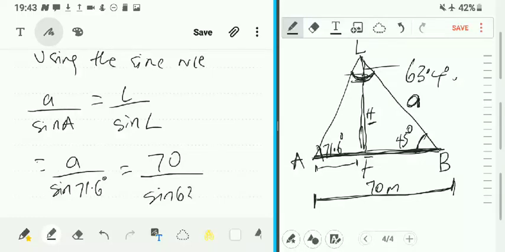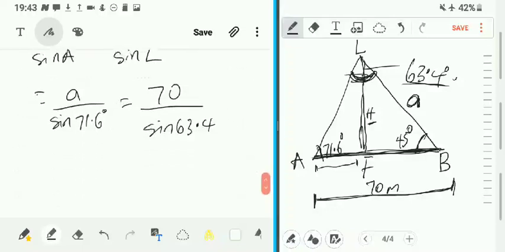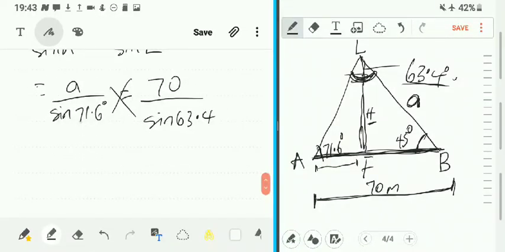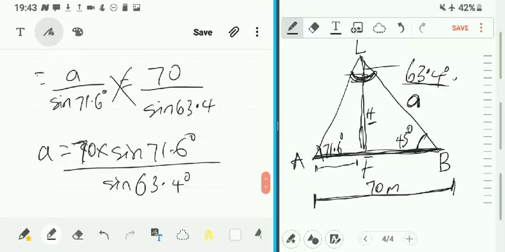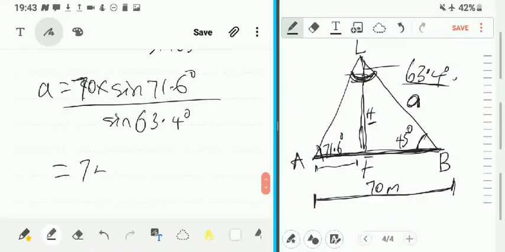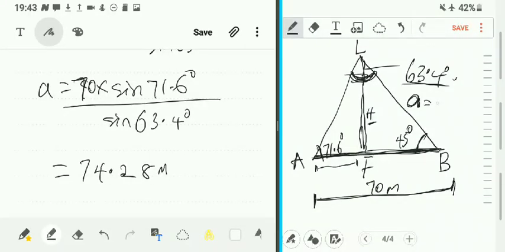Over sine 63.4, sine L, that's the sine of this angle, 63.4 degree. When you cross multiply, you have a equals 70 times sine 71.6 degree divided by sine 63.4 degree, which gives me 74.28 meters, I suppose. That's if it is in meters. 74.28.